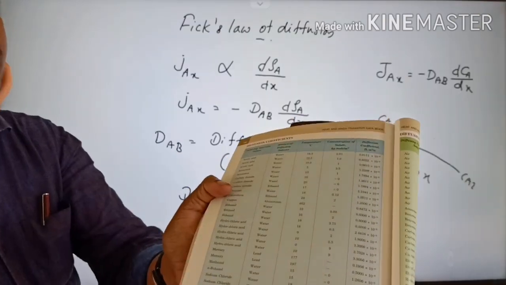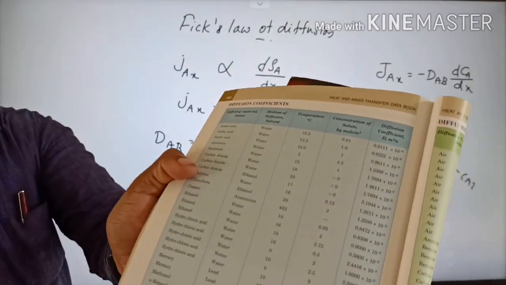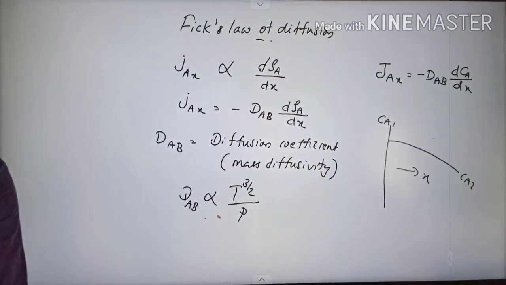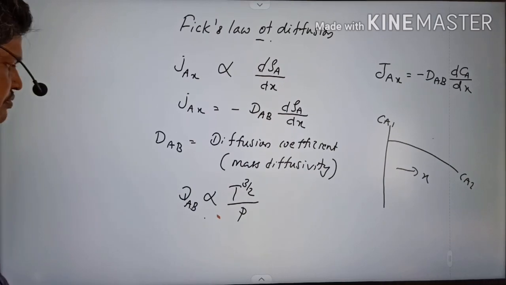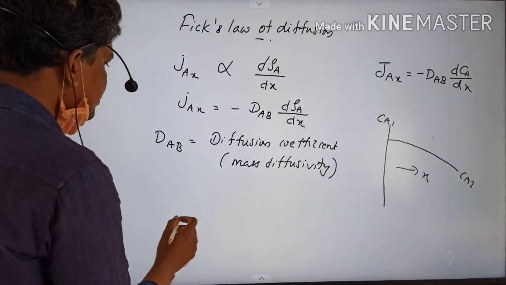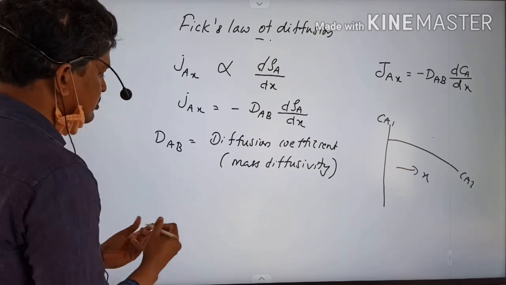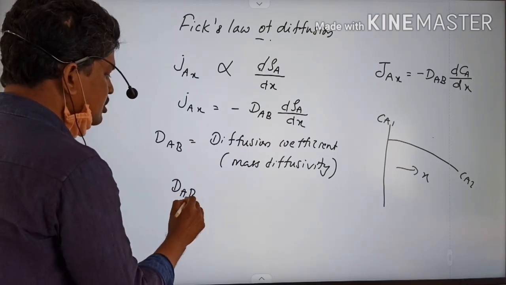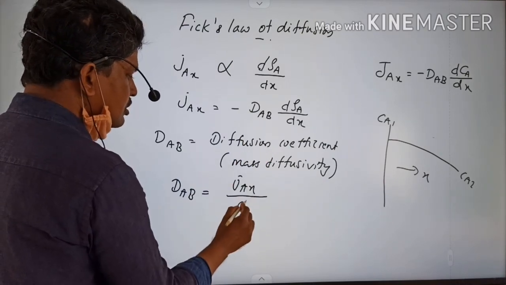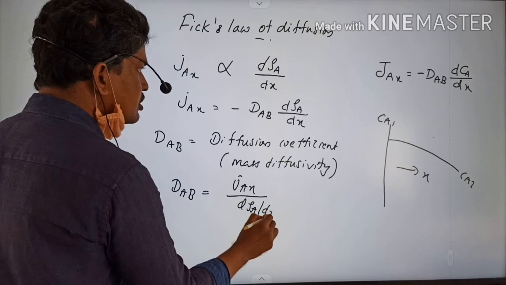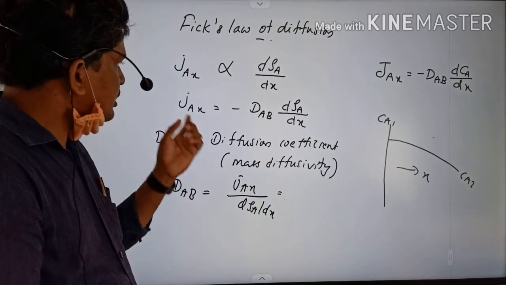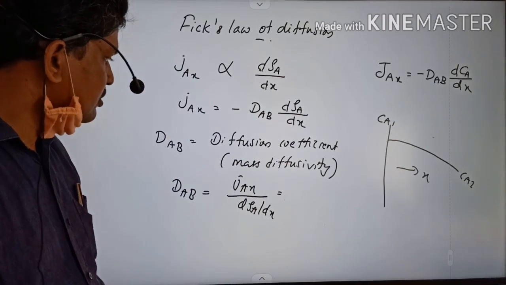From the data book, page number 180. Then we will find out the unit of DAB, the mass diffusivity. Here the diffusivity DAB is equal to Jx by d rho A by dx. Next we find out the unit: DAB can be expressed as Jx by d rho A by dx.